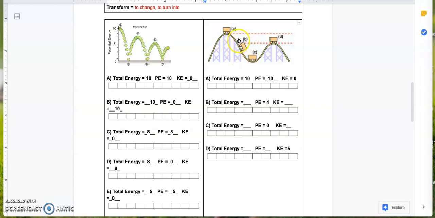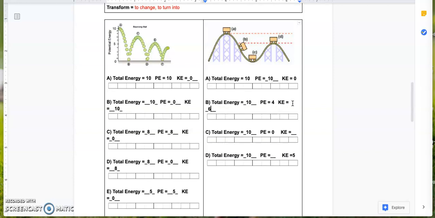Now, if we look at B right here, B is going down. It's moving and has height. We've already said that the potential energy is going to be 4. On a roller coaster, we are going to pretend that this is a perfect system and we are not losing energy anywhere. So our total is going to stay 10 for the entire time. So if I know that at B I have energy of 4 for my potential, what must my movement energy be? It must be 6 because 6 plus 4 equals 10.